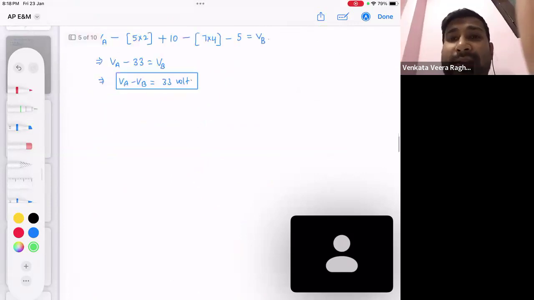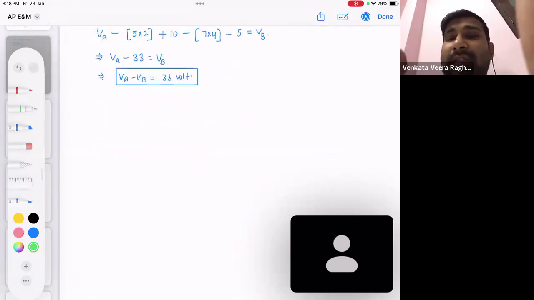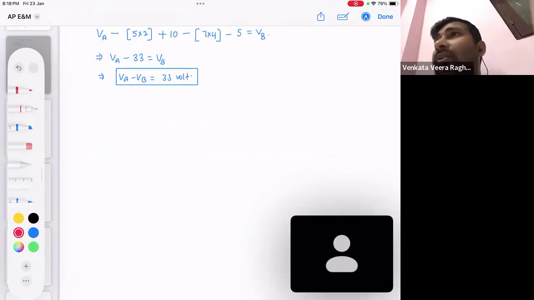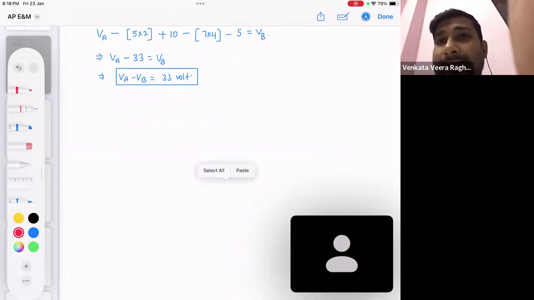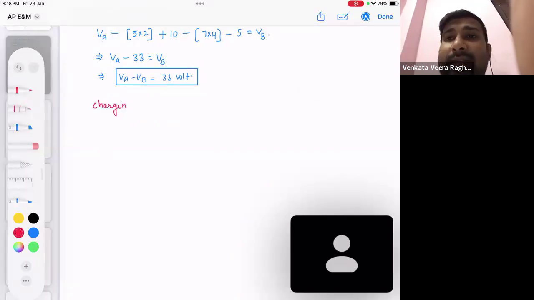So let's discuss the next question. You must be seeing this as a concept, but it's not a concept. You can see simply that there are three things going to happen with a cell. Either the cell is charging, or the cell is discharging, or the cell is not having any current through it.